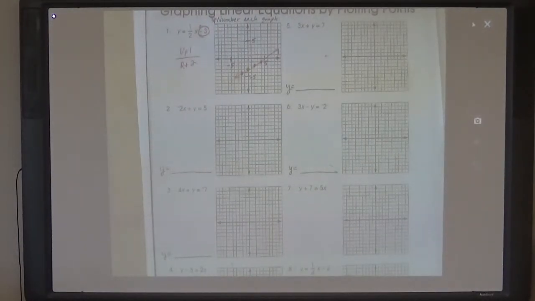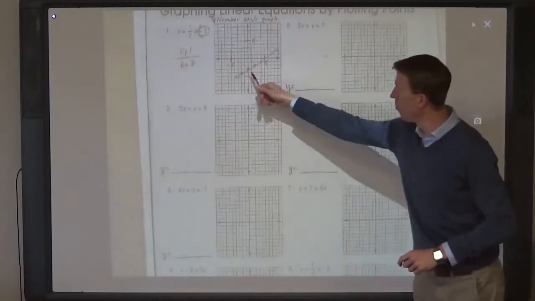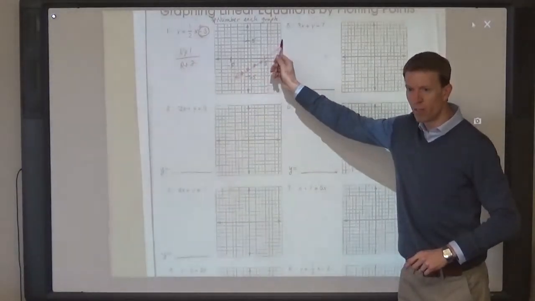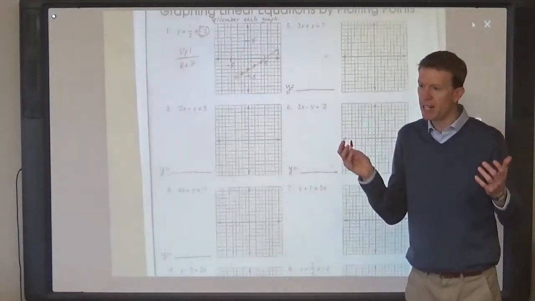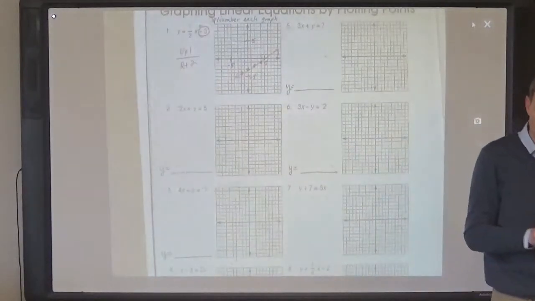How do you know how many dots to write? You really only need 2 dots in order to draw a line connecting those dots. But you can mark as many dots as you want to, because that line will follow that same pattern of going up 1 over 2, up 1 over 2, up 1 over 2. So you can mark as many dots as you want to. You really only need 2 in order to draw the line.